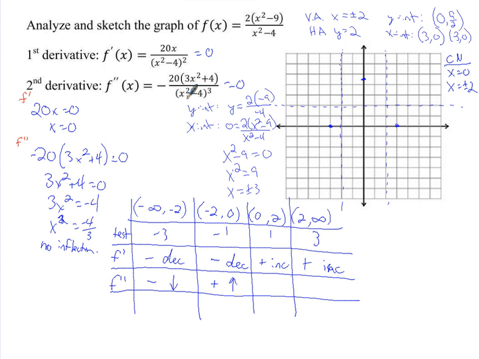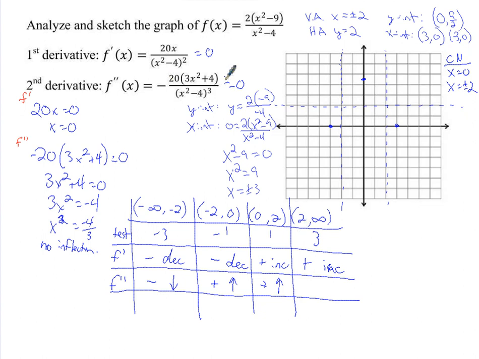Take 1 and plug it in. Again, the numerator is negative. 1 squared is 1. So 1 minus 4 is negative 3. Cubed is still negative. So negative divided by negative is positive, so we're concave up. And finally, 3.